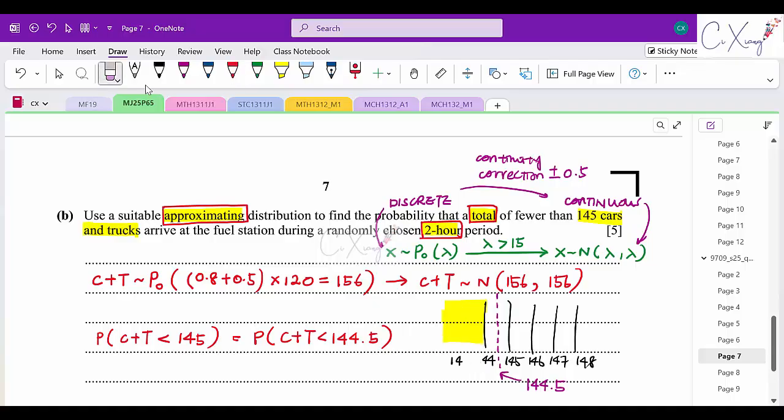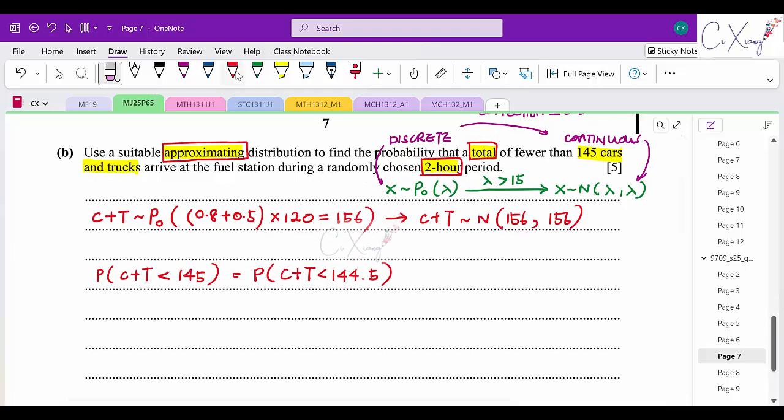Okay, yeah. After that, you have already made it into a normal distribution, right? To calculate the probability, you have to standardize it, so change it to Z. You have 144.5 minus the mean 156, divided by the standard deviation, which is also 156. And what's the value of Z that we get here? We'll get negative 0.921.